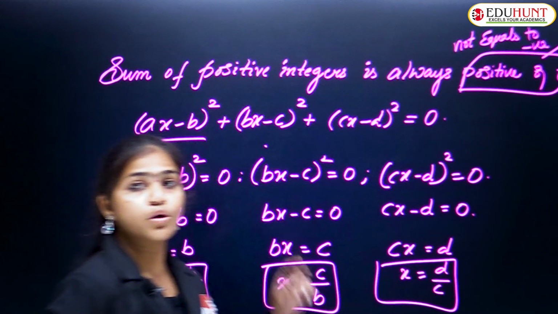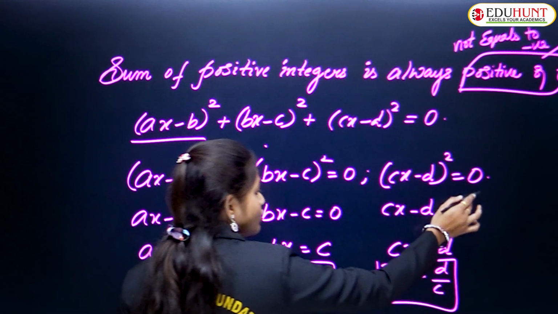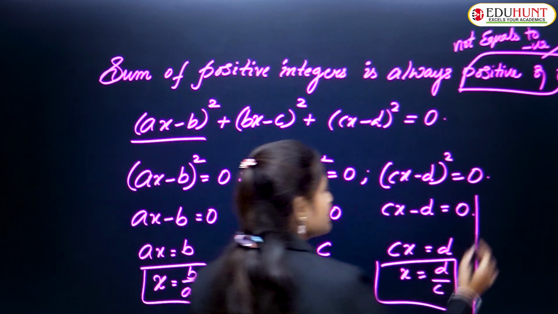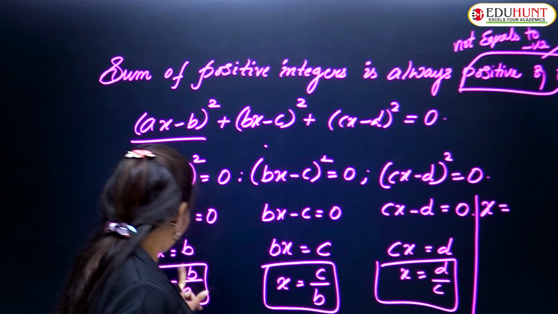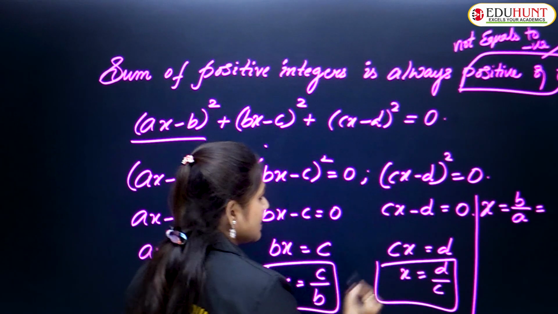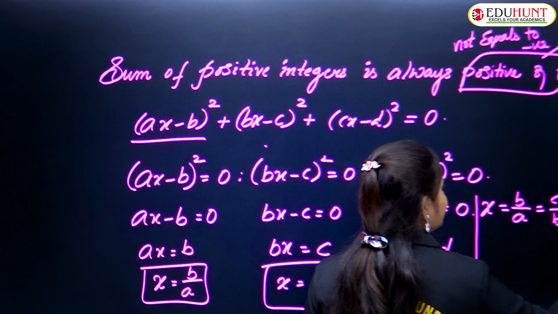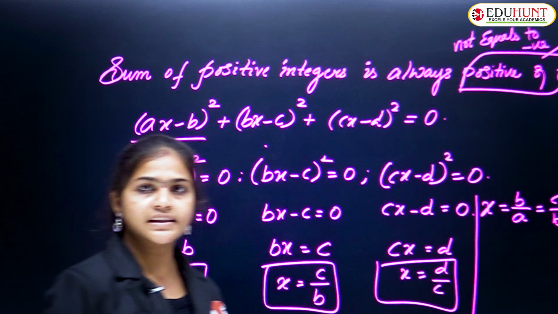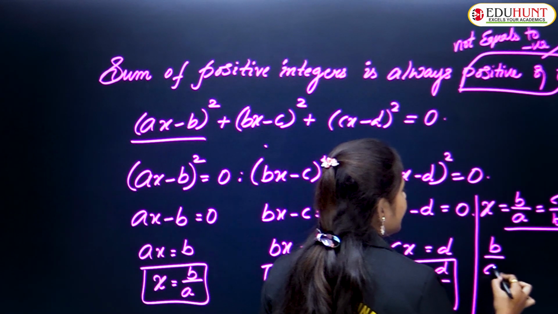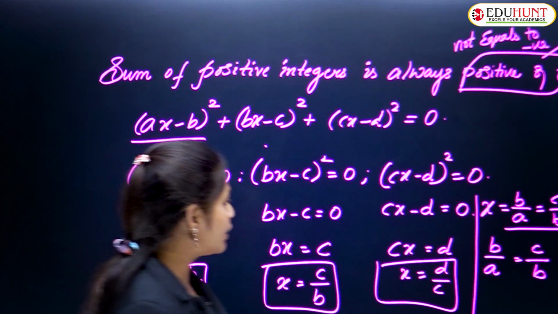Understand? So here we got x is equal to how many values? 3 values we got. Those 3 values also equal x only, no? So we can write this as x is equal to b by a, which is equal to c by b, which is equal to d by c. Shall we write like that? So from this I want to take the first 2 terms. b by a is equal to c by b.